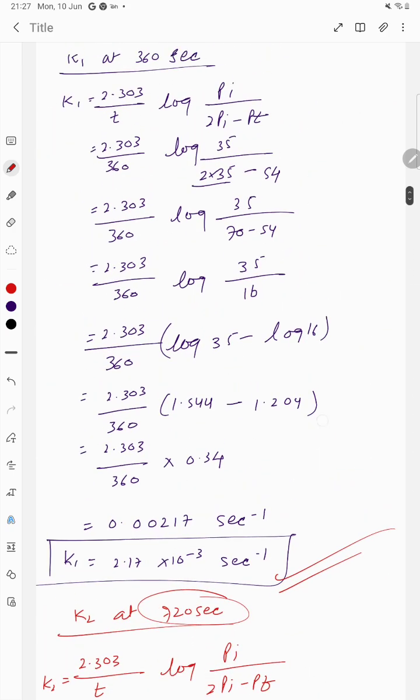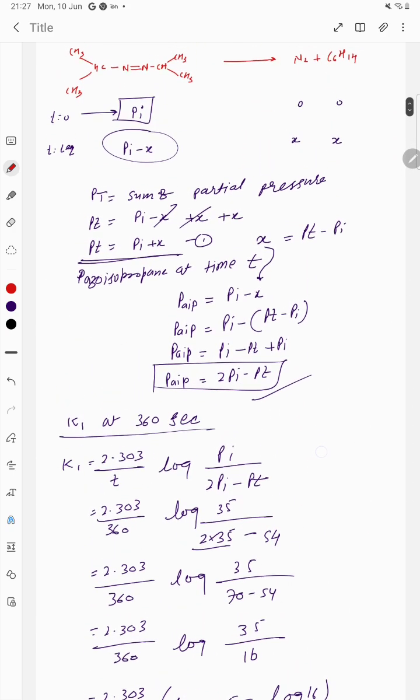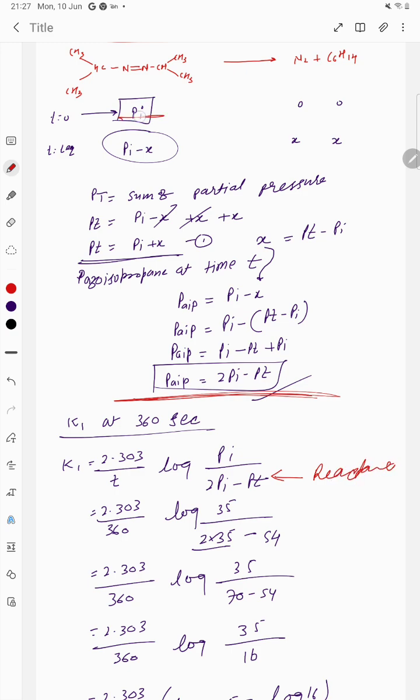So this is K1 and K2. Firstly, you may face a problem here. The rate constant is taken only for the reactant, so you should know the values Pi and Pi minus X. So the X value you need to find out, and we can find it from the equation Pt is equal to Pi plus X, so X is equal to Pt minus Pi. Then you plug in the X value and you will get this equation. After that it will be very easy.